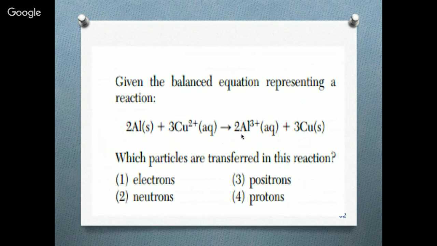All right, next question. Which particles are transferred in this reaction? So remember the oxidation reduction reaction. Oxidation, when you lose electrons, LEO, lose electrons, oxidation; gain electrons, reduction. The particles that we're transferring are the electrons.